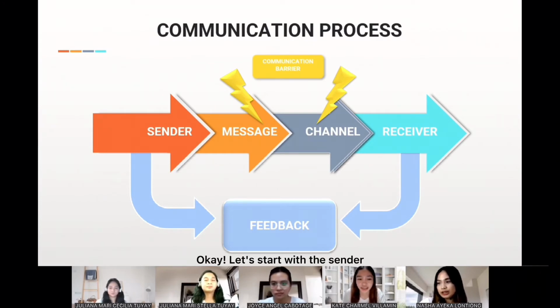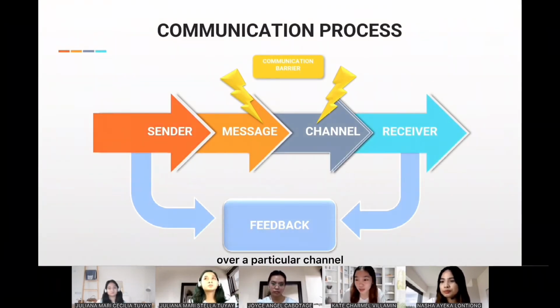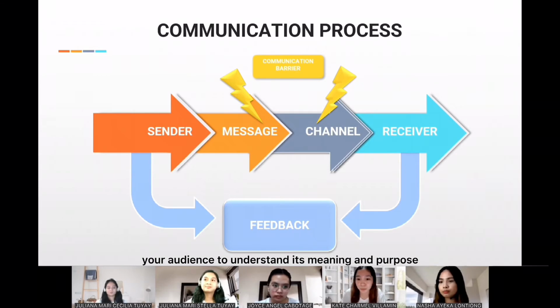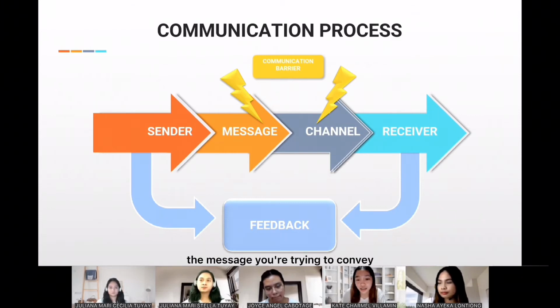Okay, let's start with the sender. A sender is someone who encodes and sends a message to a recipient over a particular channel. The sender is the one who initiates contact. When you explore how to develop your voice, you're actually encoding your message. This does not imply that your speech is packed with hidden clues for your audience to understand its meaning and purpose. Rather, it provides you with a different perspective on your speech. The audience who will get your message will have to decode it with their knowledge, experience, and intellect. They must understand the message you're trying to convey.